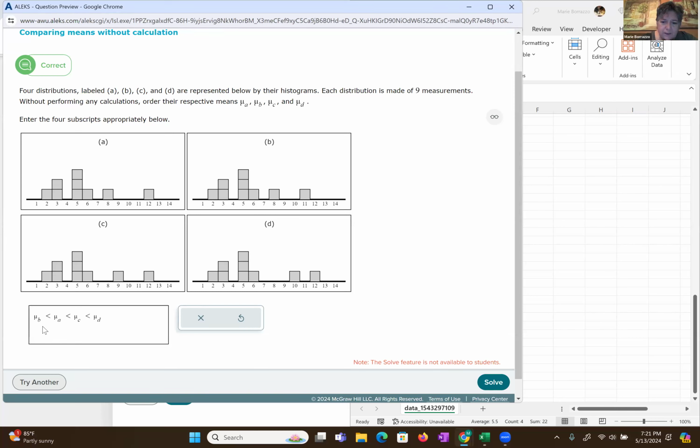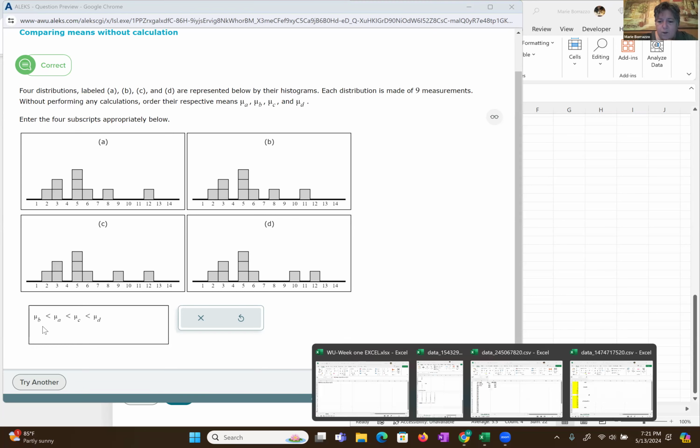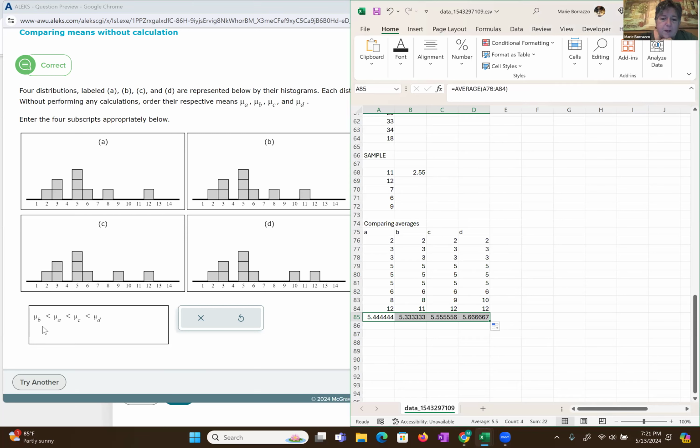Like when you first see it, it may not make sense why A is the smallest, or B is the smallest, and then A, and then C and D. But you'll start to see how the distributions play out. Okay, and so that's how I would like for you to approach this one until you get used to it and accustomed to it.